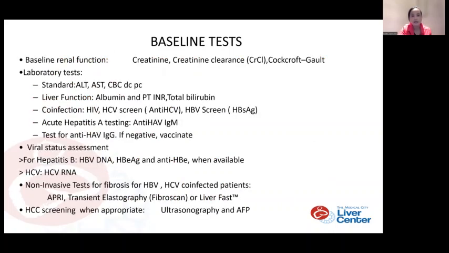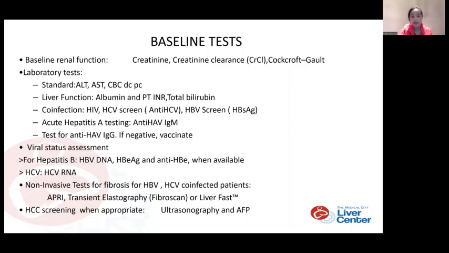So these are the baseline examination tests that we should go through. So check kidney function with creatinine, standard tests, liver enzymes. You can evaluate liver function through checking your albumin, INR, and bilirubin. Check rigorously for co-infection. In a patient with signs of acute hepatitis, you should check for acute hepatitis A and test for immunity to hepatitis A, because if your patient is negative, you should vaccinate.